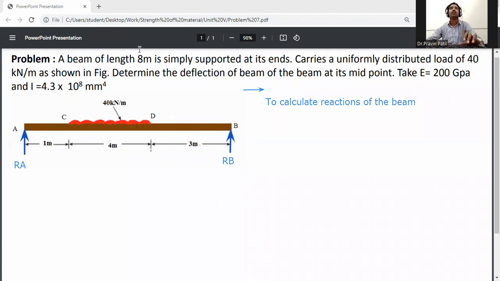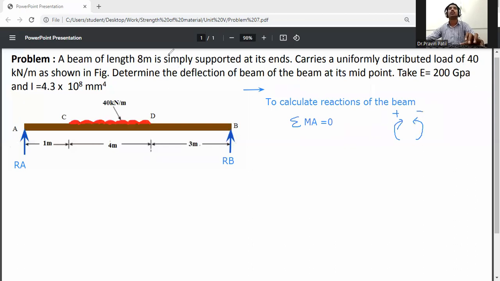So first of all, apply the equilibrium equation. Summation of MA is equal to 0, the algebraic sum of all the moments at A is equal to 0. For the moments, we need an assumption. If the moment is in the clockwise direction, we take it positive. If the moment is in the anti-clockwise direction, we take it negative.